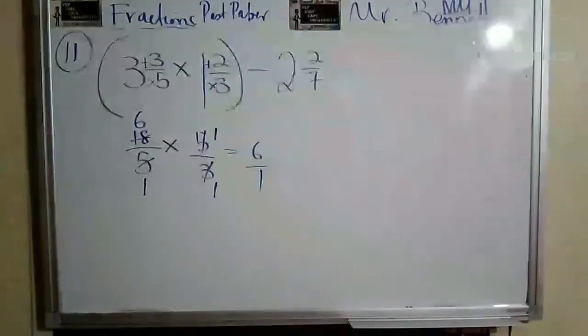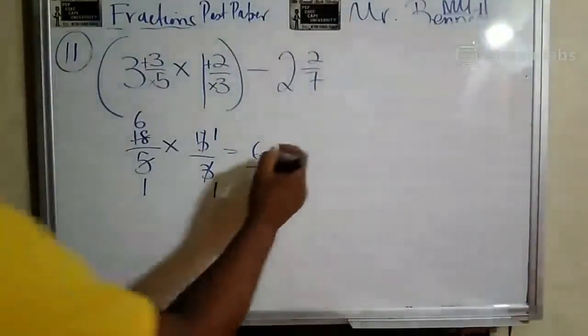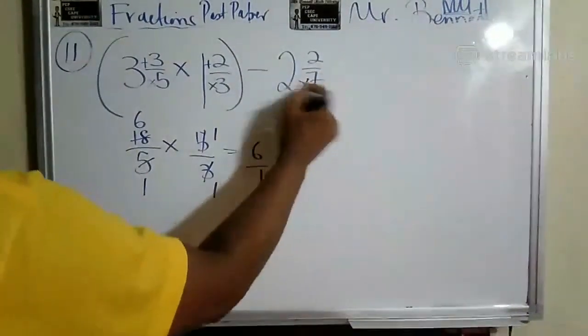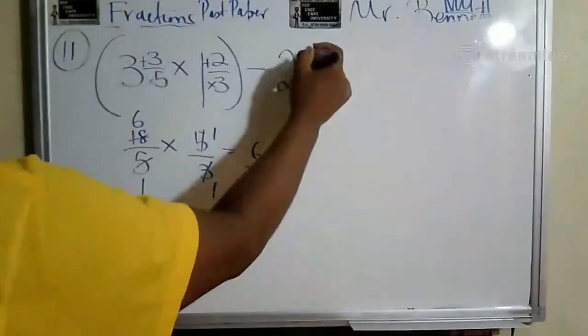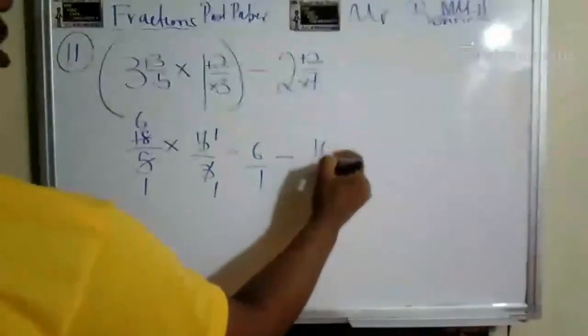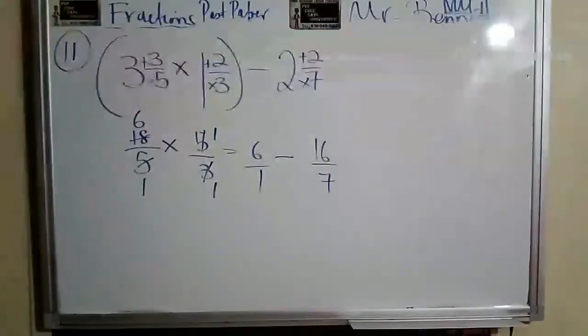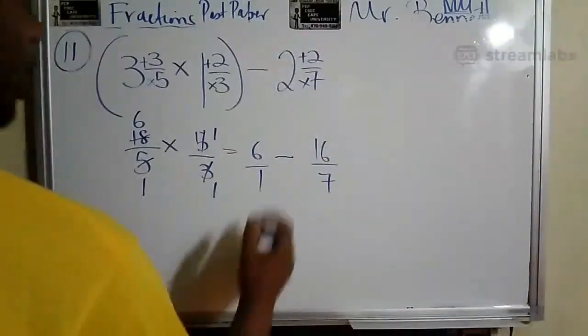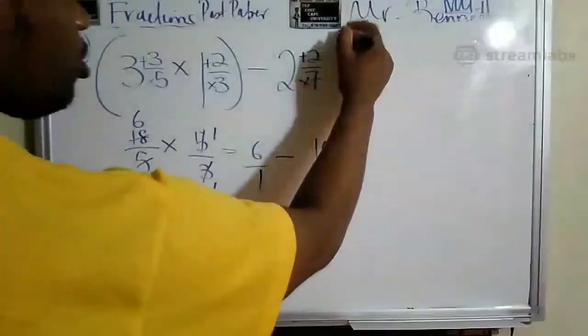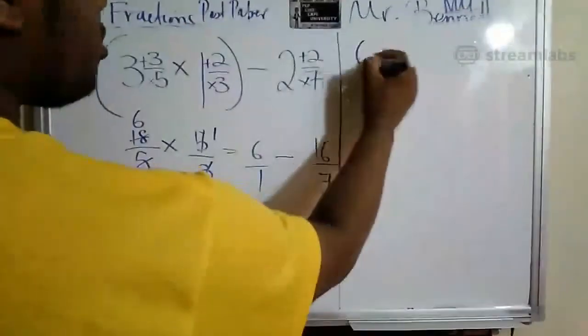So we get 6 over 1. We can leave it at 6 over 1, you know. If I feel comfortable, doesn't matter. Minus 2 times 7, that's 14. Plus 2, that's 16 over 7. We know that when we are adding and subtracting, we must bring them to a common denominator. So the common denominator would be, let me just do it up here, because I want everyone to see them.